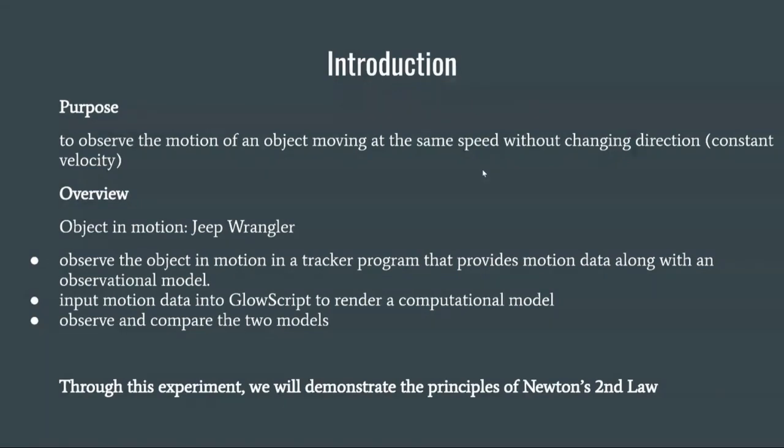I took a video. We put it into a tracker program that gave us some data along with the observational model. We used some of the data that it gave us and put it into GlowScript, which allows us to run VPython programs, which gave us a computational model, which we'll see in a little bit, and we're also going to compare the two. And really here we're just trying to demonstrate some of the principles of Newton's second law.